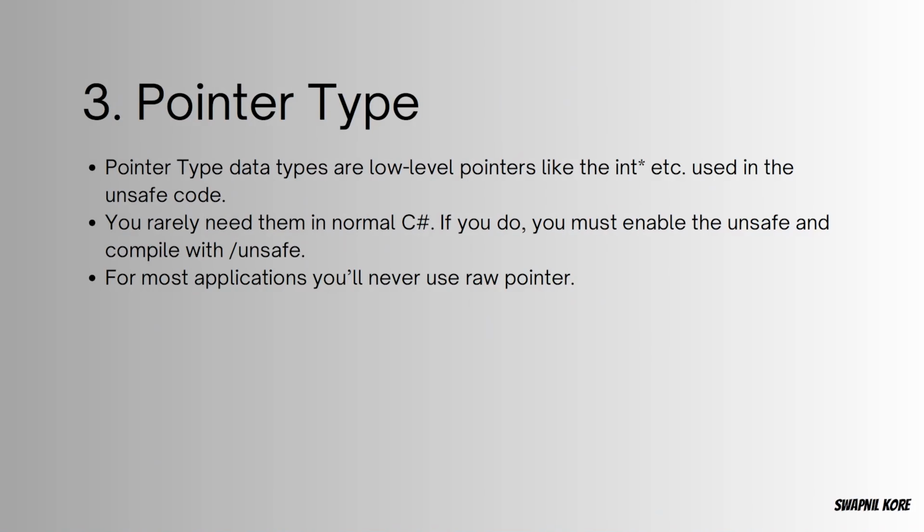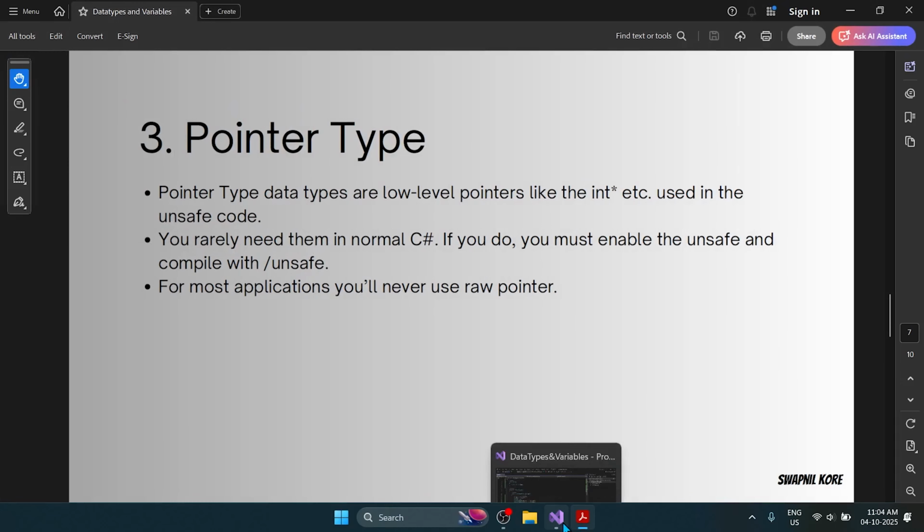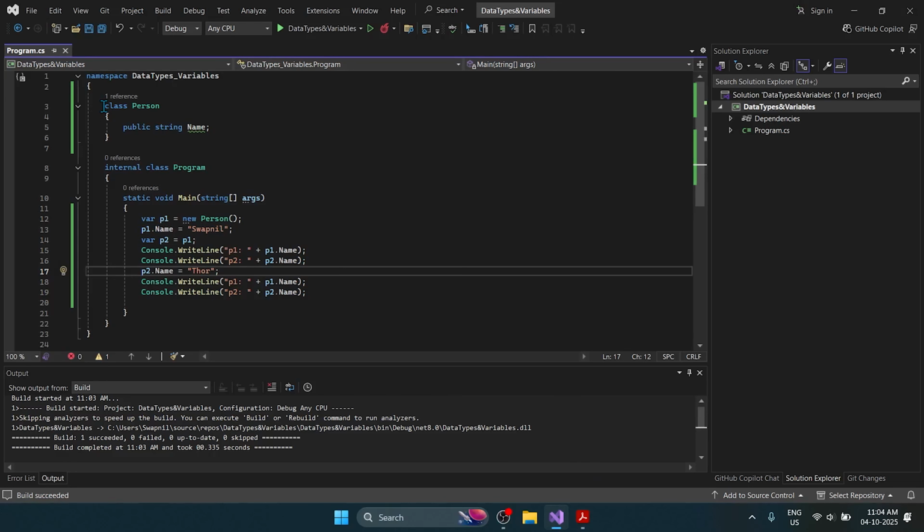Pointer data type is nothing but a low level pointer like the int star, etc. Star is nothing but the asterisk used in unsafe code. We'll go through this in some time in Visual Studio. You rarely need them in normal C#. If you do, you must enable the unsafe and compile with /unsafe. So for most applications you will never use this raw pointer. So let's see an example of this in Visual Studio. I'll remove this again.